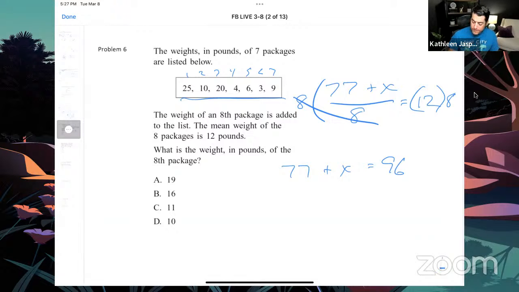That's right, right? 12 times 8. So now just subtract 77. Then X should be equal to, that's right, 96 minus 77. And look at that, 19 is our answer. So that's using the average formula.